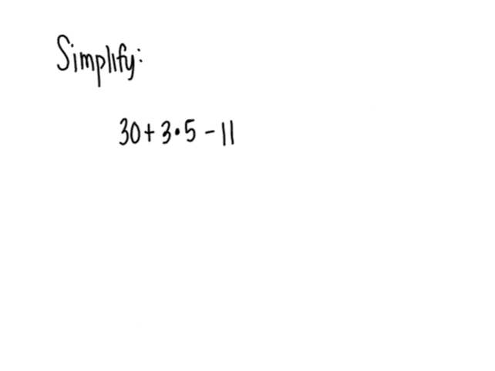Okay, so let's work a few. We'll start with an easy one and then move harder. My problems say simplify, and my first one is 30 plus 3 times 5 minus 11. You heard me say plus, times, and minus. Of that group, times comes first, so I'm going to multiply 3 times 5 and get 15. Everything else I'll just recopy.